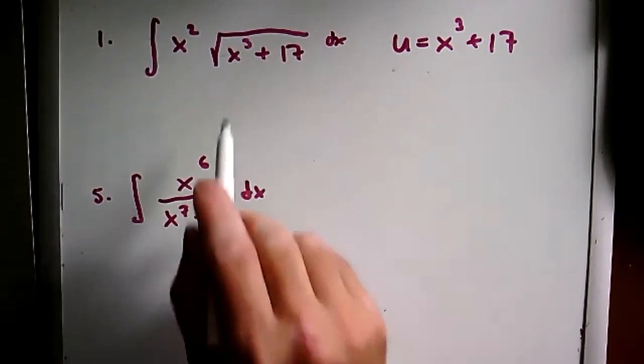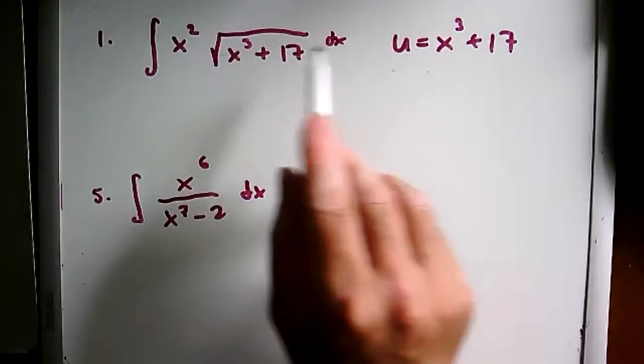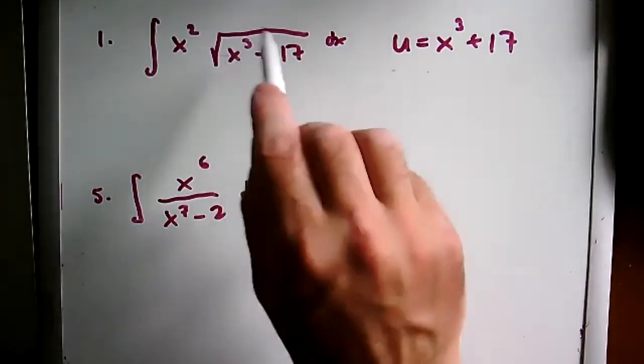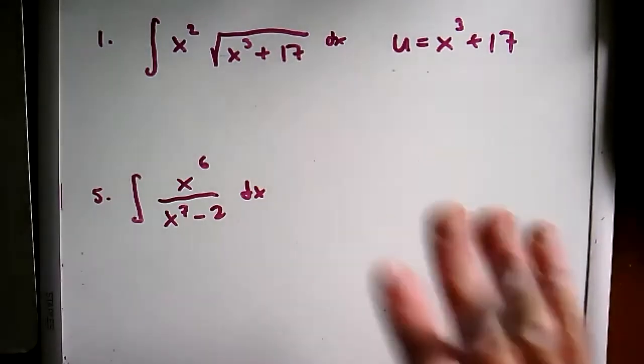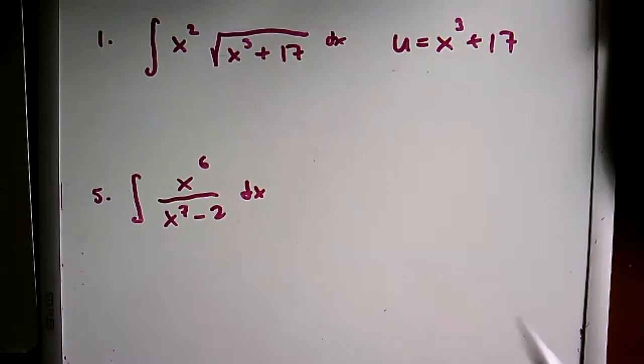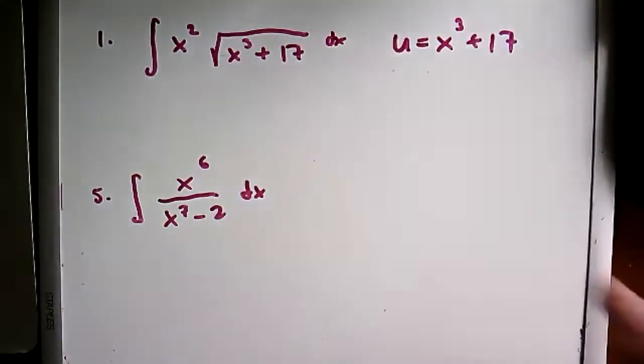So in problem 1, they've given us this complicated looking antiderivative here, x squared times the quantity square root of x cubed plus 17. And I want you to just imagine for a moment, if we didn't know a good choice for u, why is this a good choice? How do we know that this will work?